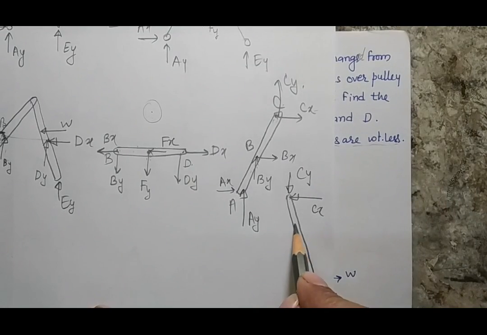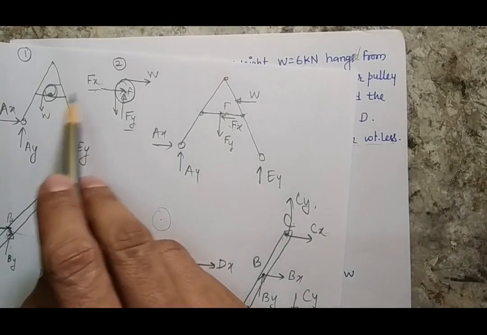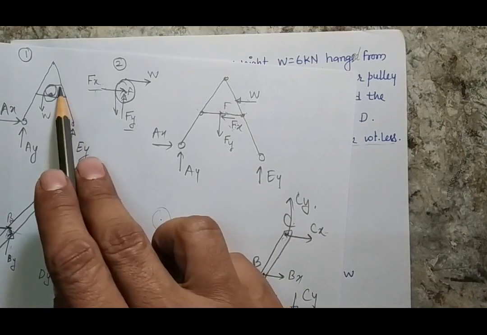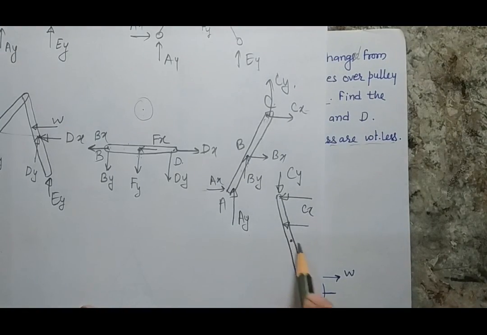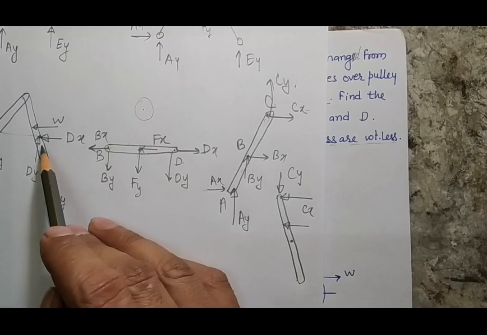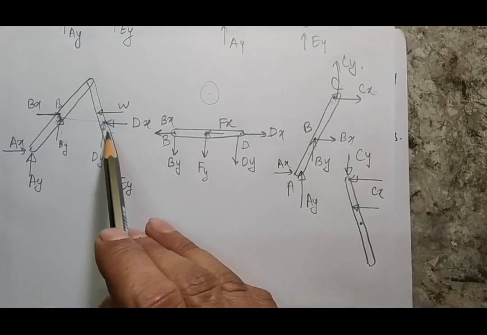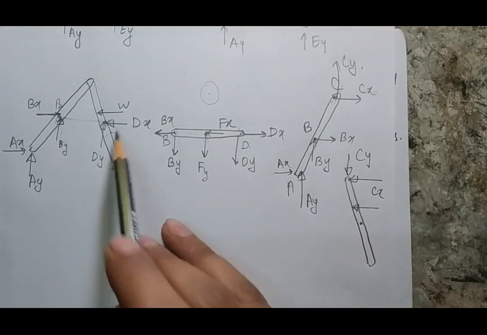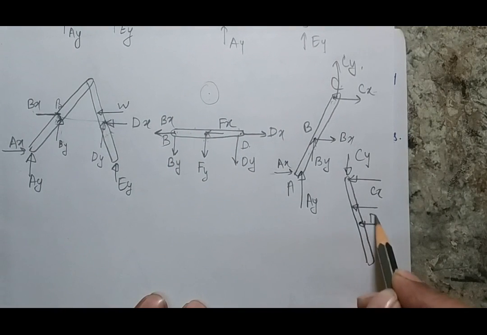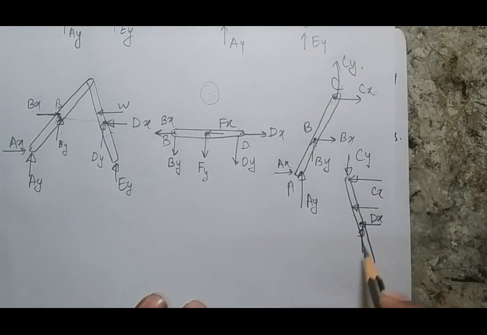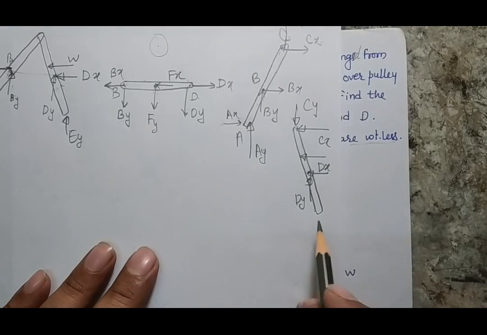Remaining, this is my force W, which is coming because of the tension in the wire. Then I have force D, already assumed here. This is the same bar I am making. This is the counterpoint and this is the same bar. So my DX and DY. And I have a point here which is E. So this is my EY.